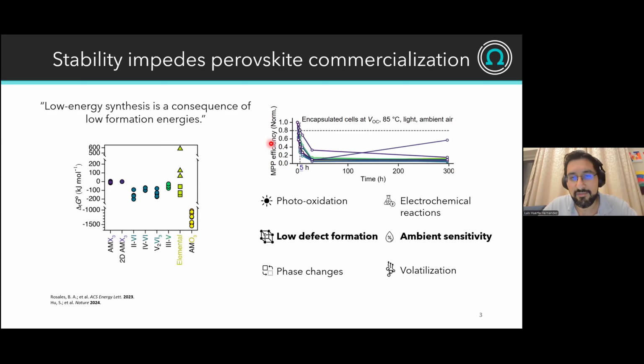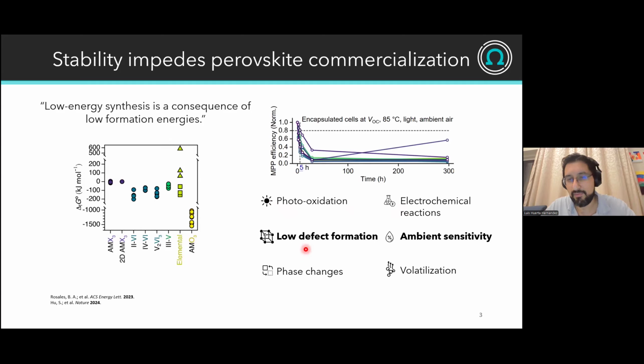One slightly exaggerated example is this triple-junction device that was reported last year. You see that when you have a device like this under real conditions, like VOC, 85 degrees, light, and ambient air, the efficiency declines really, really fast. And many degradation mechanisms can be happening at the same time. For example, photo-oxidation. This is very important, for example, for wide band gap perovskites, where you have mixed halide compositions. You oxidize the iodide, and that iodide can be the driving force for halide segregation. You can have electrochemical reactions. Again, the iodides may react with the contacts on your device.